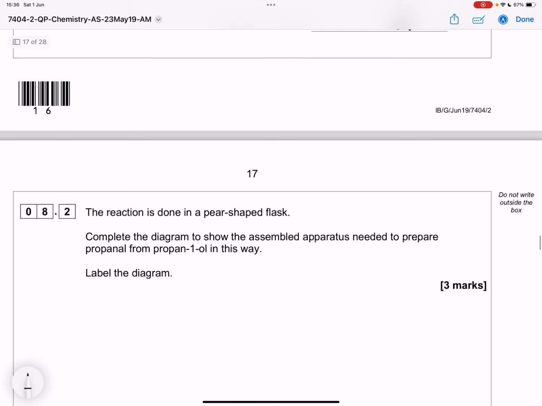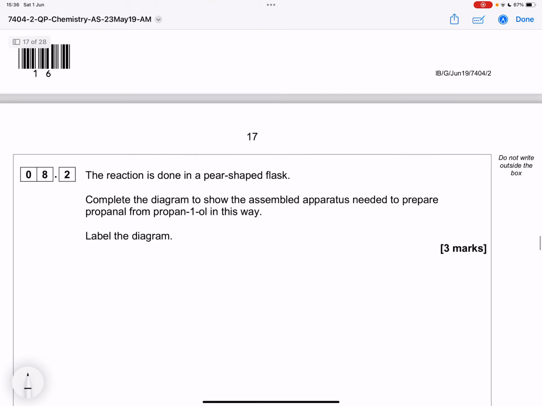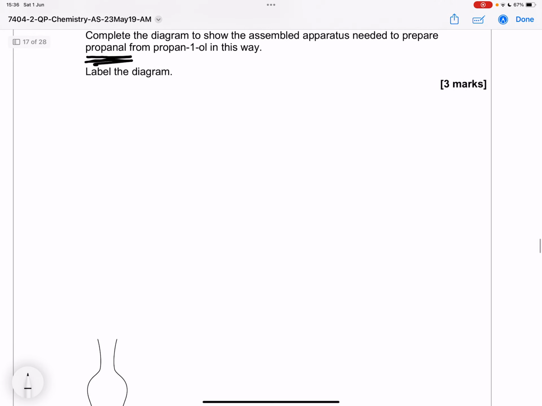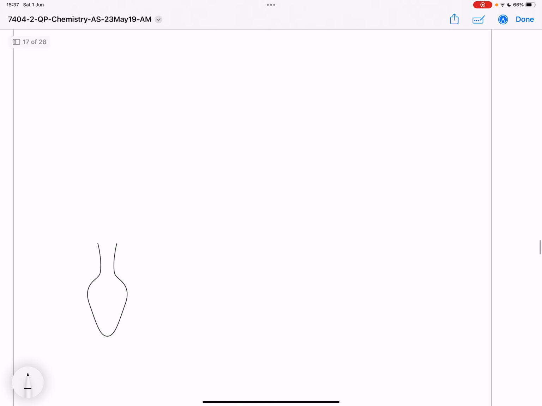The reaction is done in a pear-shaped flask. Complete the diagram how you would need to set the apparatus to get the aldehyde. So the trick is here. Do you remember that to get the aldehyde, you must use distillation? So here's our flask. And what we're going to do is connect our flask to our condenser. But our condenser is going to be mounted on its side for distillation.